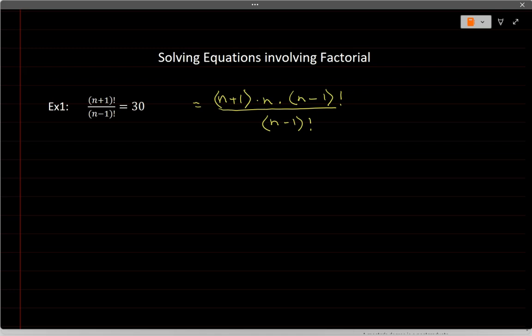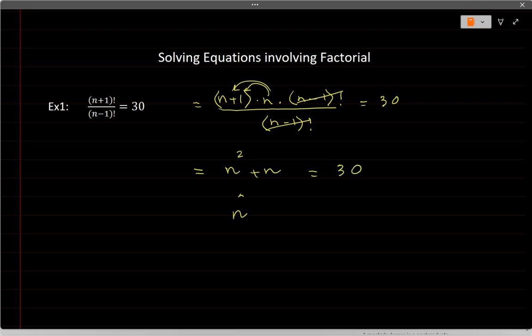Let's set that equal to 30. Remember that we stop at n minus 1 factorial because there's an n minus 1 factorial in the denominator, so we can simplify. The n minus 1 factorial divides out. So we get n squared plus n, basically a distribution of each of the terms, equals 30.